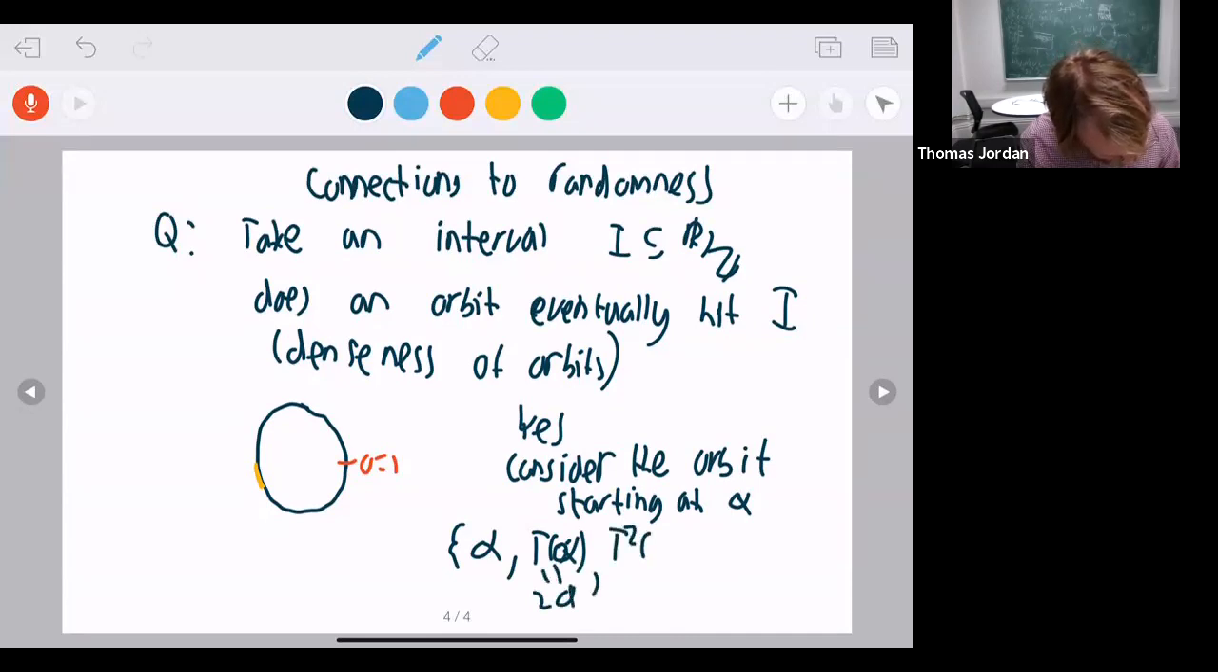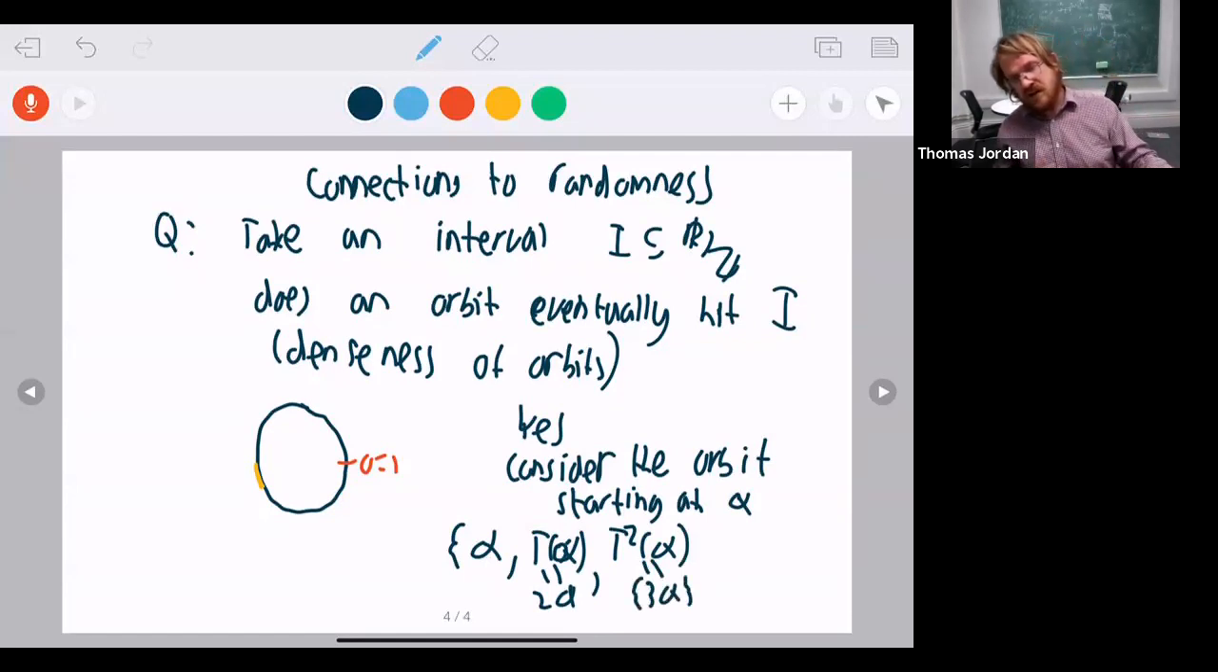T squared of alpha, which would be 3 alpha, but if it goes past 1, you might need to subtract 1 to reduce it back to the circle. You often denote this reducing it back to the circle by putting curly brackets around. So T squared of alpha would be 3 alpha reduced back to the circle, T cubed of alpha, and so on. So this is our orbit. We want to see whether it will eventually hit any interval on the circle.